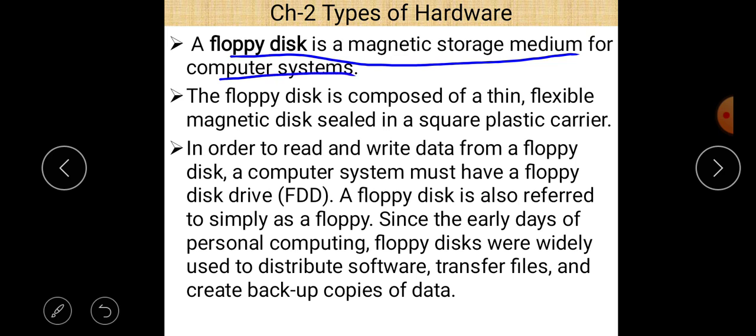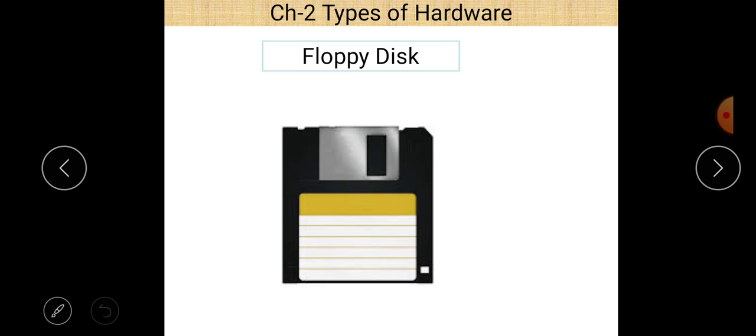And the floppy disk is composed of a thin, flexible magnetic disk sealed in a square plastic carrier. You can easily see that it's a square plastic carrier.